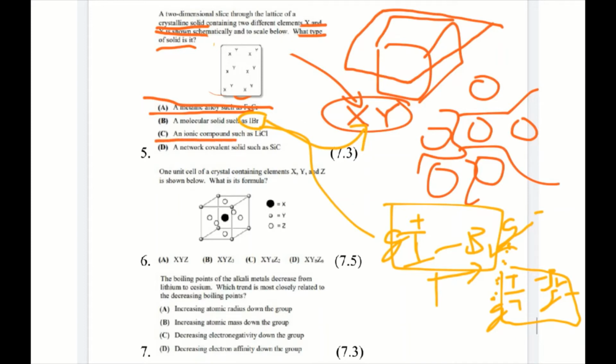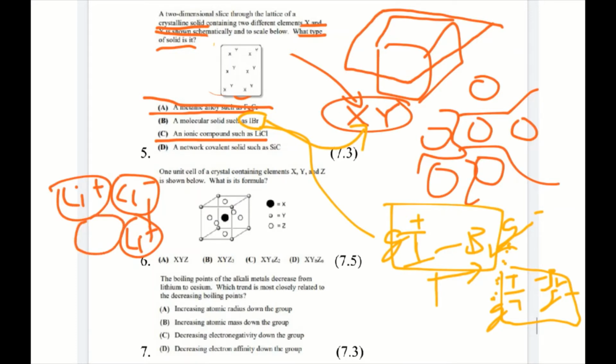C, an ionic compound such as lithium chloride. Now does this make sense? Let's try to draw this out. Li plus, Cl minus, and the Li plus would be here because they have to be oppositely charged, and Cl minus would be here. But that's not what's happening in this image, because first of all, there's spaces between them, and in addition, if you notice, the Cl and the Li have to be in the same position.